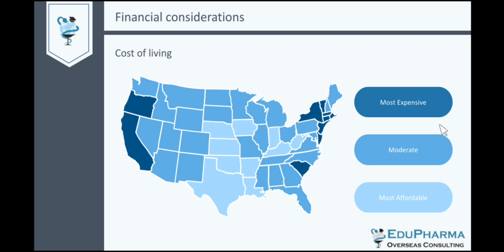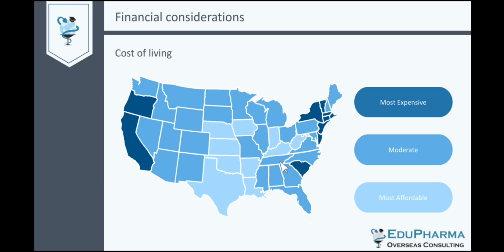Okay, coming to financial considerations. This is one of the most important factors which a lot of students think about before they select the university they want to study in. There are two aspects to financial considerations. One is the cost of living and the other is the cost of tuition. Let's first look into the cost of living. Cost of living is basically the amount of money that will be spent just by living in that particular city or state or near that university.